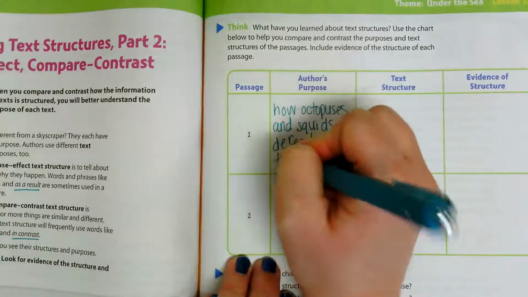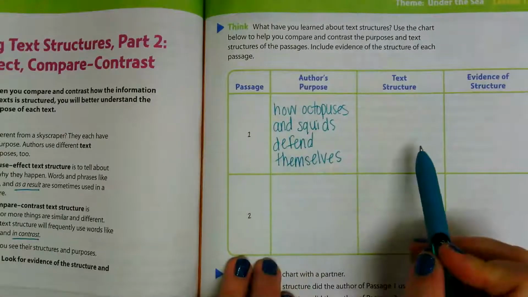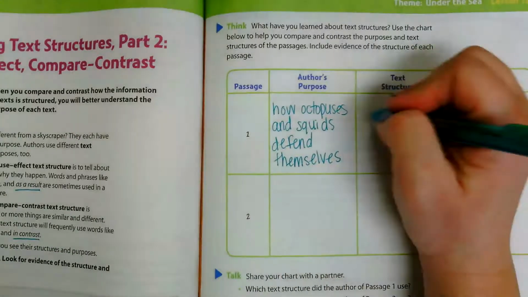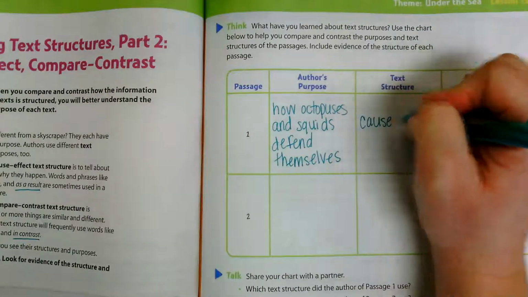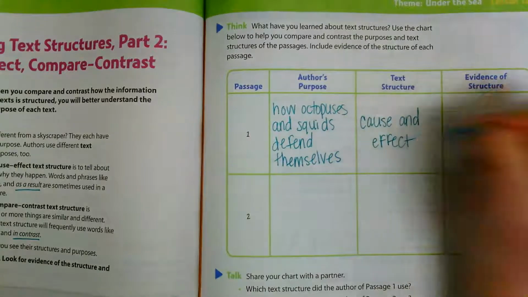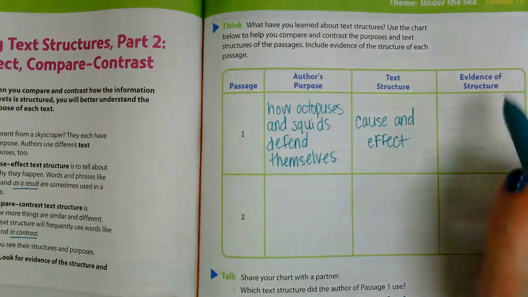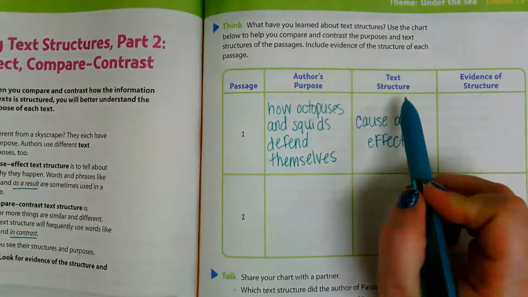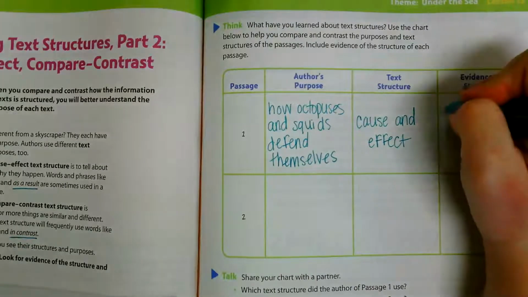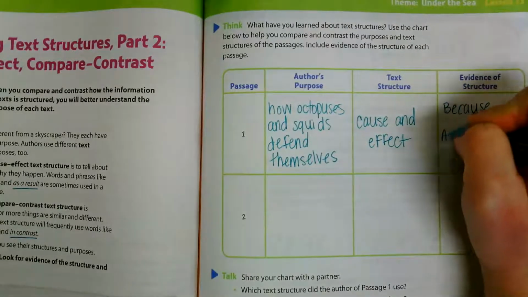So there's our purpose for passage 1, why it was written. So then the next box here is text structure. Well, we already identified those clue words in the passage that tell us that this was written using cause and effect. Those words like because and as a result. So then in the last box, this is evidence of structure. So not evidence of the purpose, evidence of structure. So how did we know that it was cause and effect? Again, going back to those clue words, we saw words like because being used. And then we saw the phrase as a result.